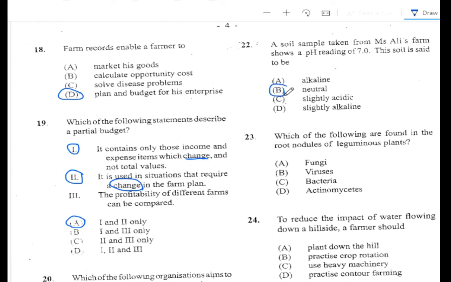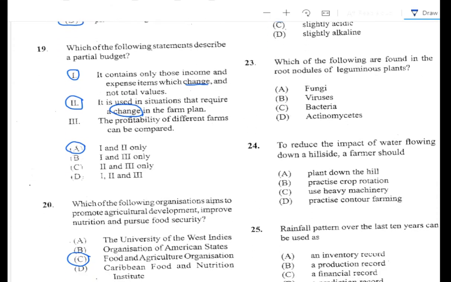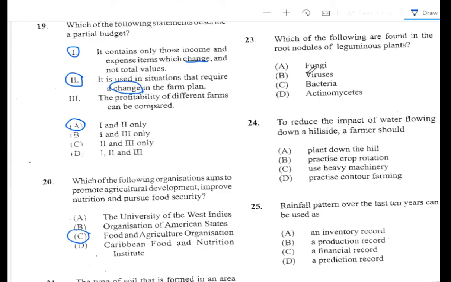If you remember the pH scale, we have acidic. So from 1 to 6 is acidic, 7 is neutral, from 8 to 14 that would be alkalinic. Alright, question number 23. Which of the following are found in the root nodules of leguminous plants? Alright, the answer is C, bacteria.